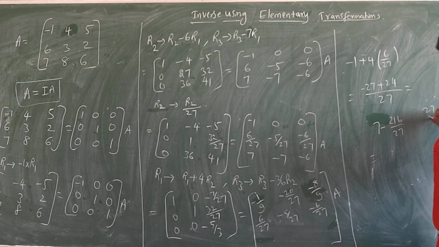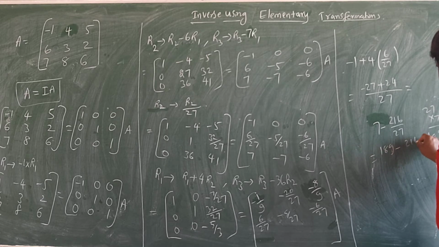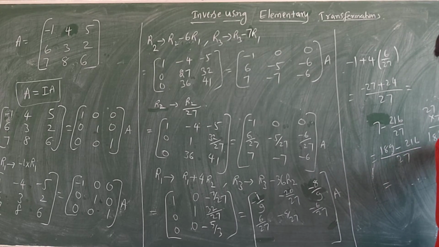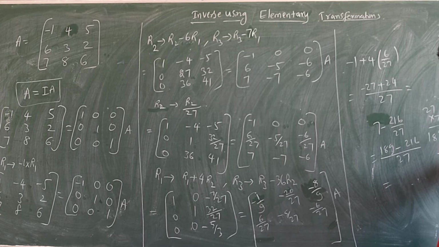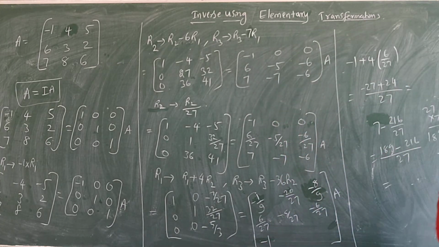So 27 into 7, 7 sevens are 49, 7 twos are 14, 189. 189 minus 216 divided by 27. That is equal to minus 11 minus 16, minus 27. So minus 1. I get minus 1. Okay. Correct? Yes. Right. Next, tell me.